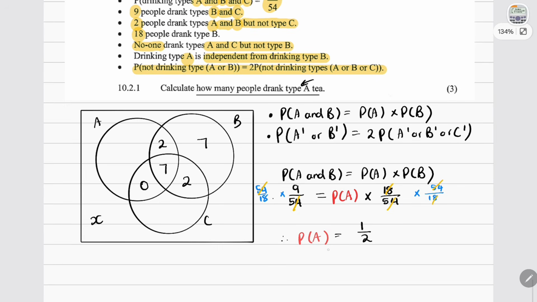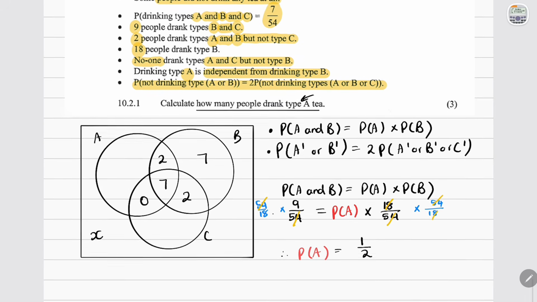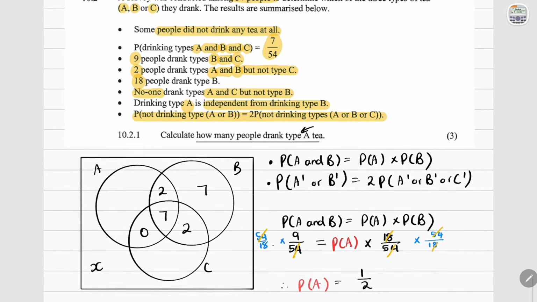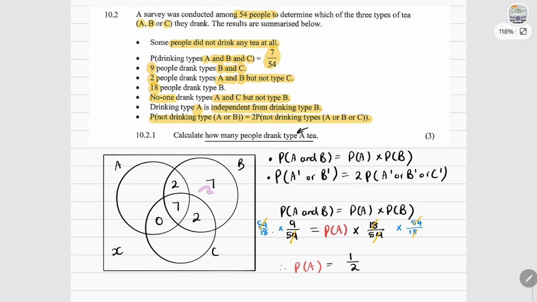So let's think about this. If the probability of A is a half, then how do we find out now how many people drank A? What the probability of A equals a half means is that in this entire study, this circle, if you add up everybody, they make up half the sample space, half of everyone in this study, even including the people on the outside.